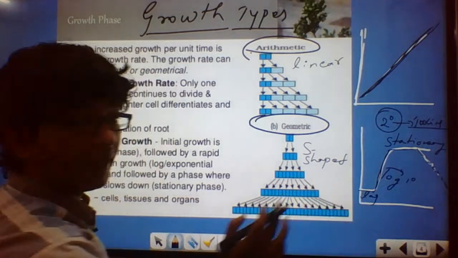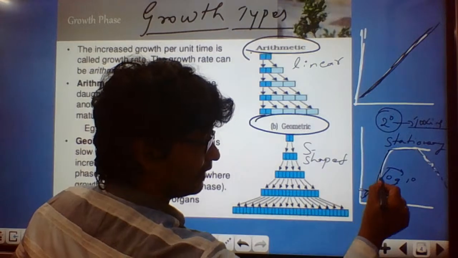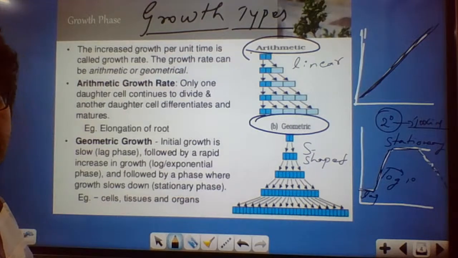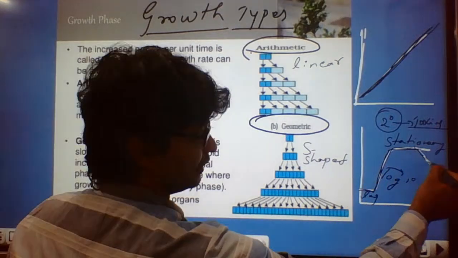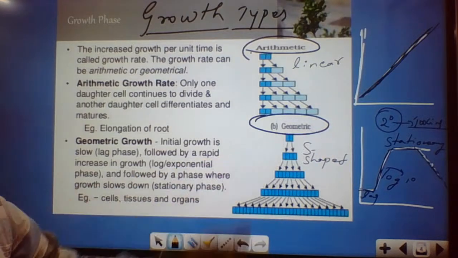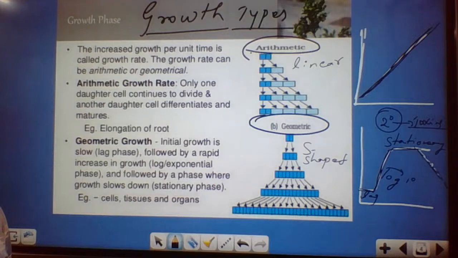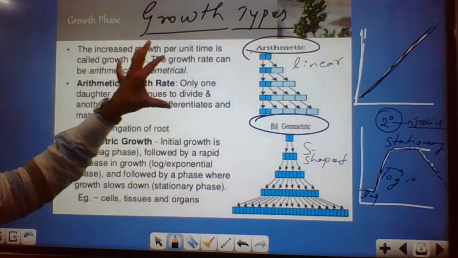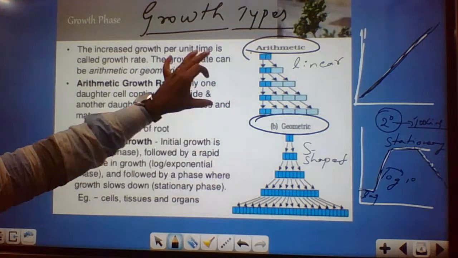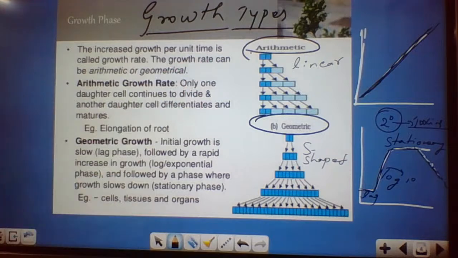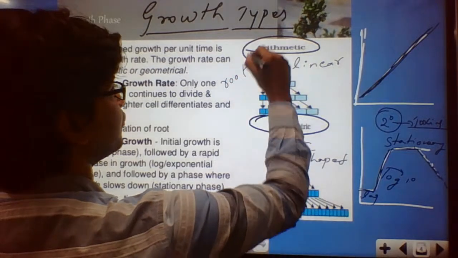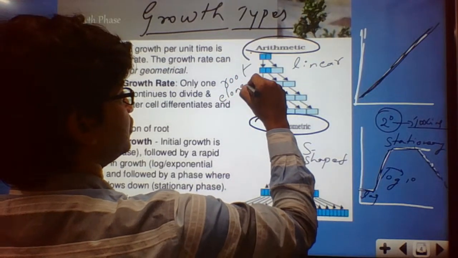But in normal situations, practically speaking, you can see the lag phase, then the log phase, then the stationary phase. If there is a shortage of nutrients or unfavorable conditions, it again goes to the decline phase. In the logarithmic phase, primary metabolites can be produced, and in the stationary phase, secondary metabolites can be produced. As far as growth types are concerned, we have two types: one is arithmetic, the other is geometric. Arithmetic is the linear type of graph, which you can see in root elongation.